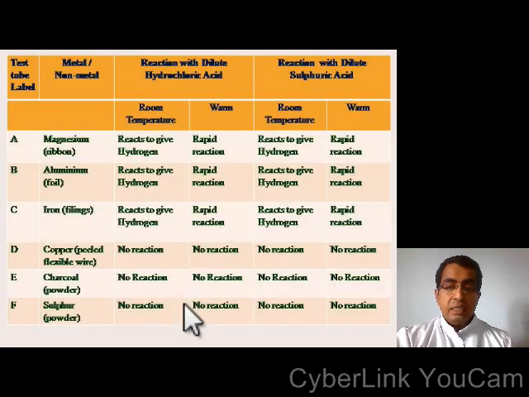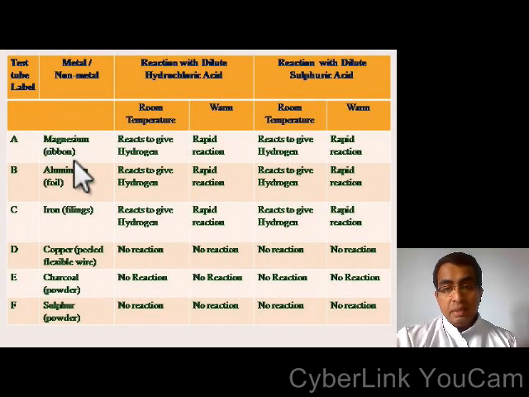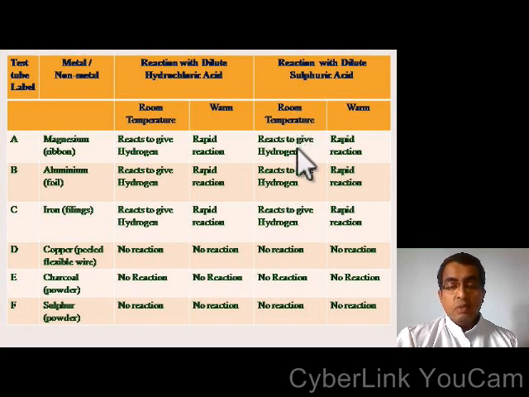Let us see the results. Test tube A contains metal magnesium ribbon. So it reacts with dilute hydrochloric acid. It gives hydrogen. When it reacts with warm hydrochloric acid, a rapid reaction takes place. Same is the case with dilute sulfuric acid at room temperature. It reacts to give hydrogen, and when warm, a rapid reaction takes place.